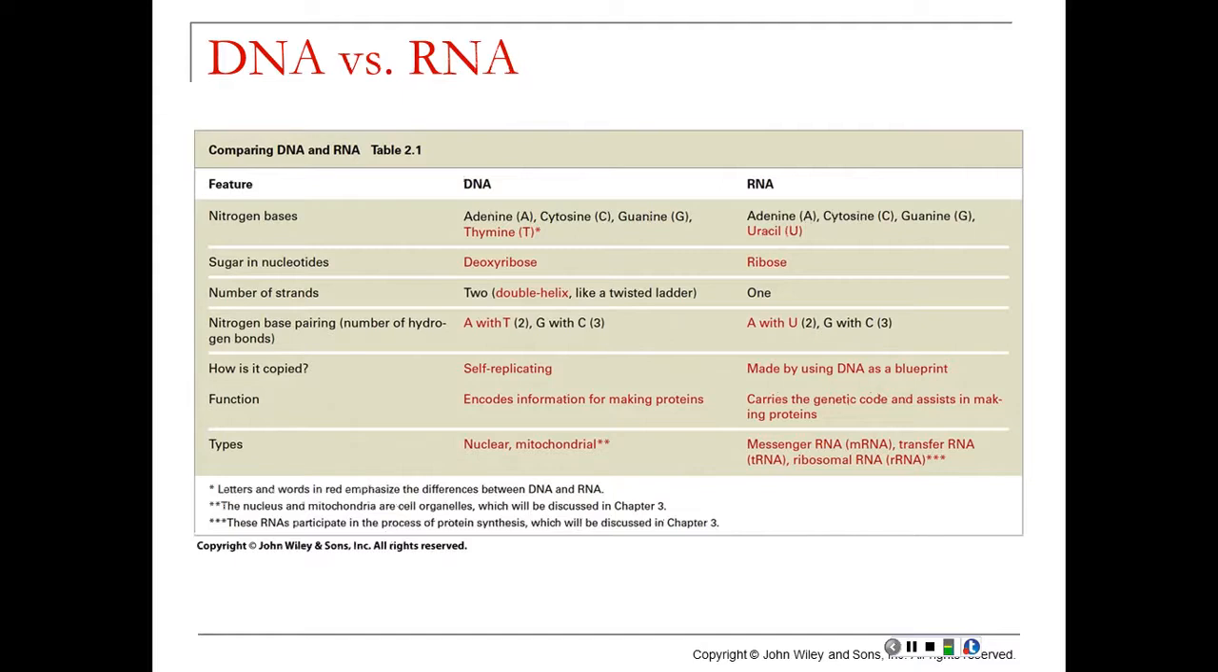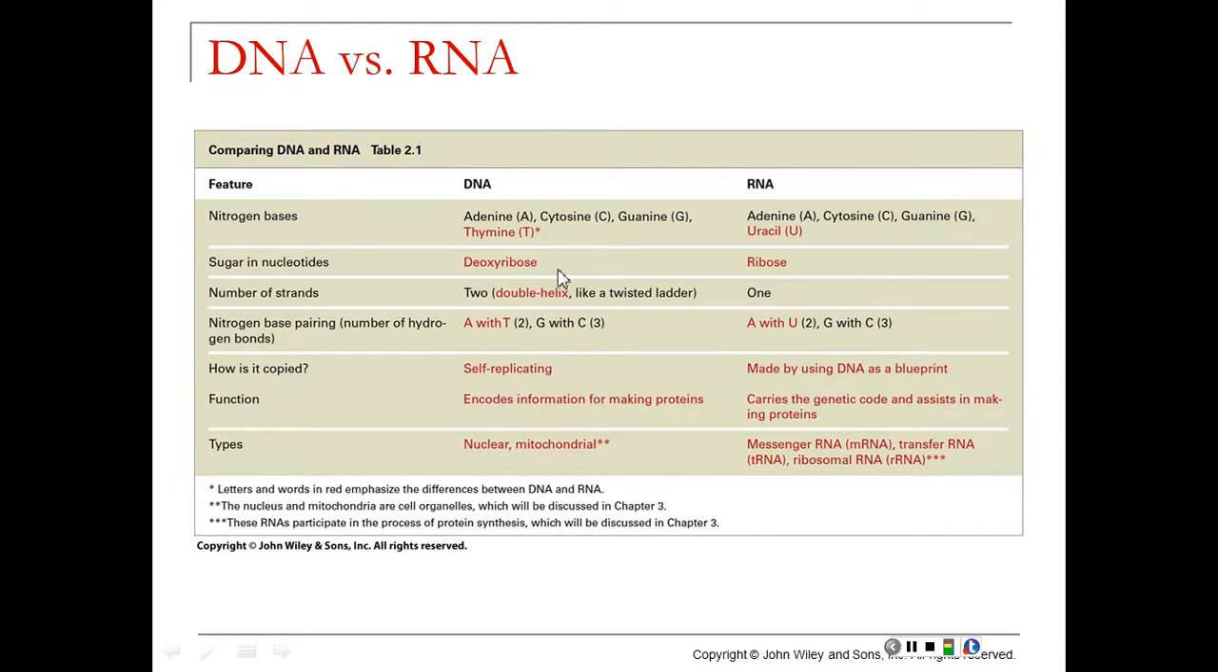Some of the major differences between DNA and RNA, remember I said that there's actually 5 different nitrogen bases, not 4. There's adenine, cytosine, guanine, and thymine, as well as uracil. RNA has uracil instead of thymine, so that's one big difference between DNA and RNA.